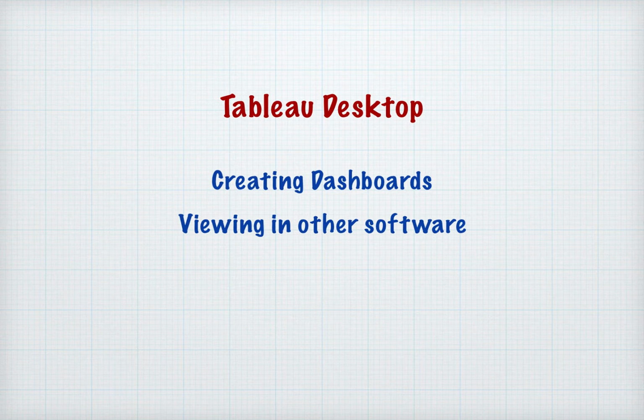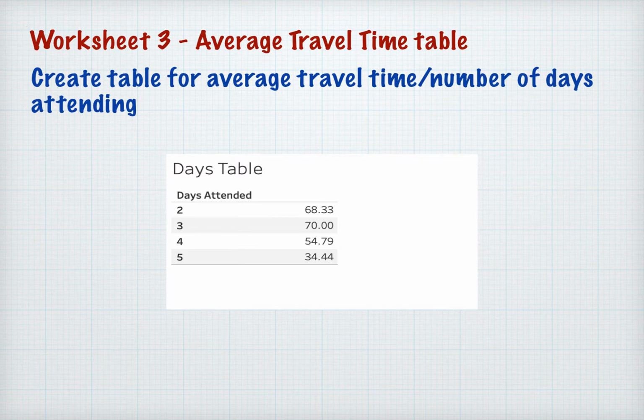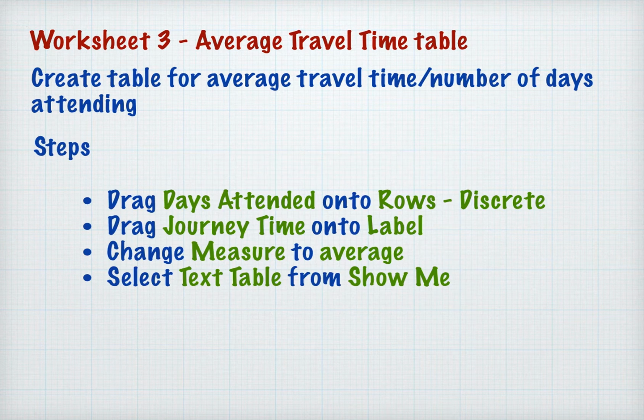So this is the third visualization that we want to create, the third worksheet, which is going to be a table, and it's going to show days attended and the actual average journey time for each of those days attended. So for example, you can see students who attended 3 days on average last week. Their journey time was on average 70 minutes.